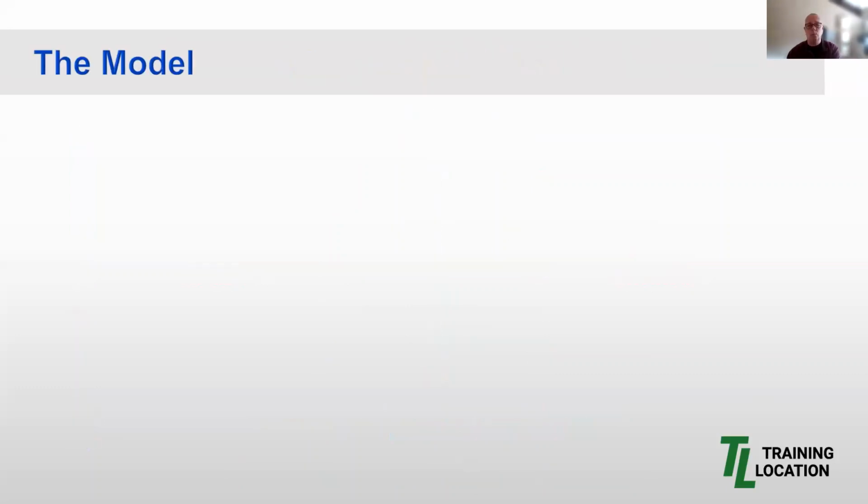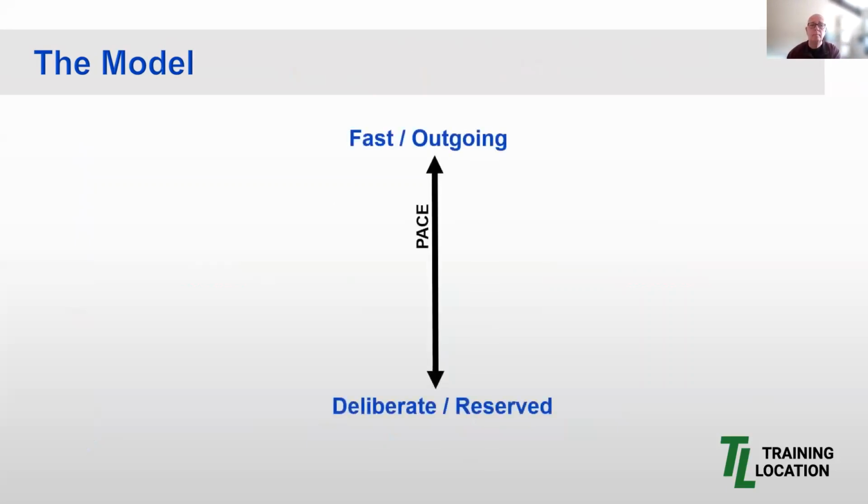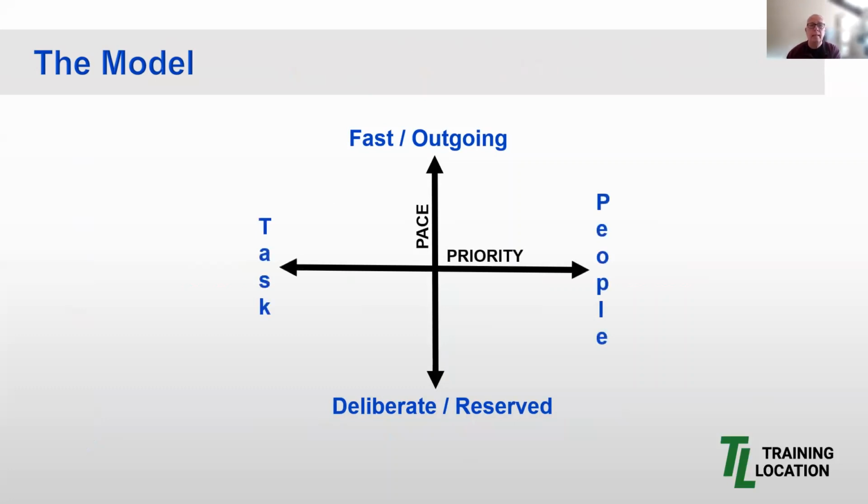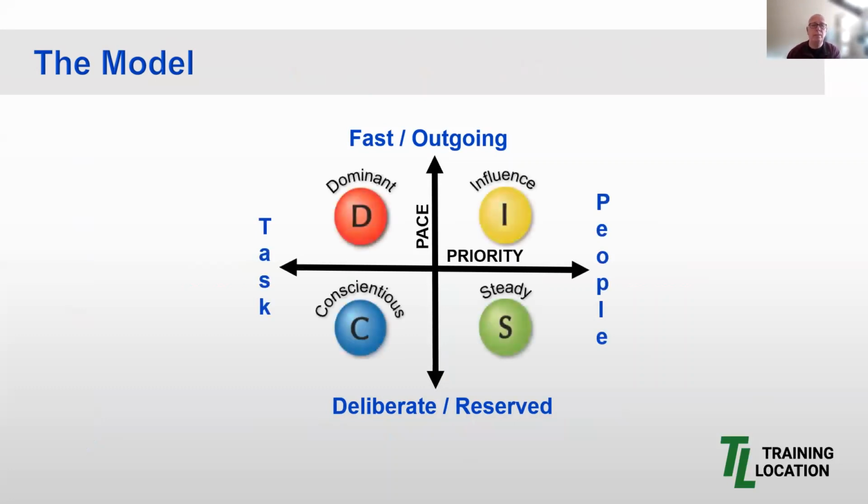Now I'm going to review the model one more time quickly with the following cleaned up version. Pace, fast or deliberate. Priority, task or people oriented. And here's the rest of the picture of how they fit into the respective quadrants.